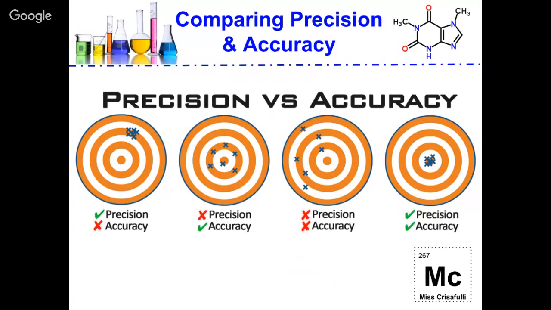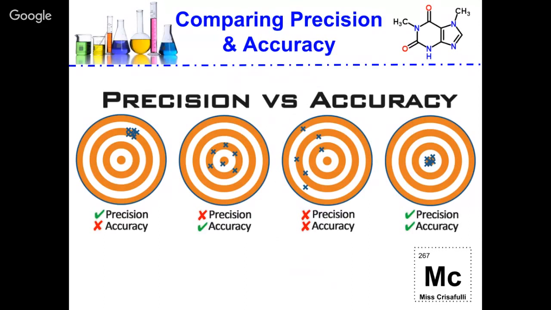If we look at these dartboards, the first dartboard on the left is precise because all of those shots are close together, but it's not accurate because remember, when you're trying to hit a dartboard, what is your goal? Your goal is to hit the bullseye. That is the correct answer or the accurate answer. So the shots in the first dartboard are precise, but they're not accurate.